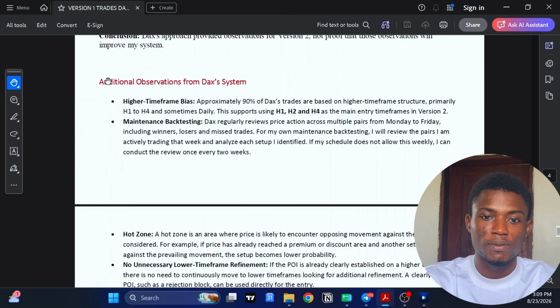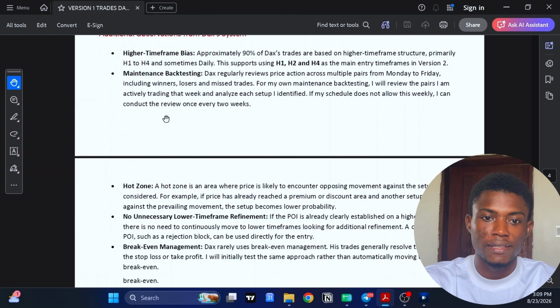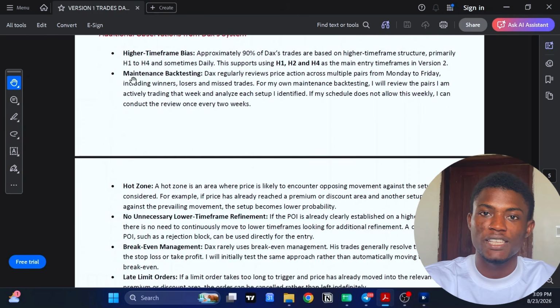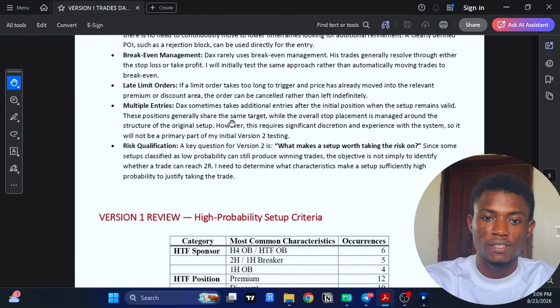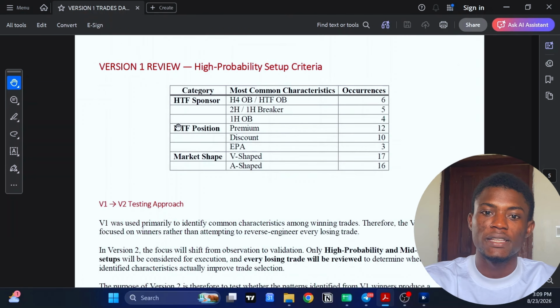I had additional observations from that system, things I was able to pick from it. So his maintenance backtesting, how does he do his maintenance backtesting? What did he do? Then various things you can just pause and read. And then you see the version 1 review, high probability setup criteria. What makes high probability for me?